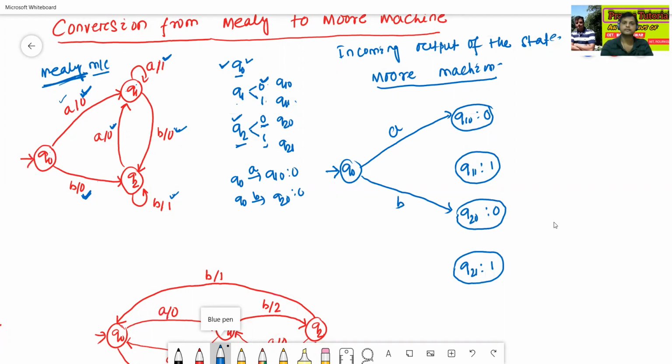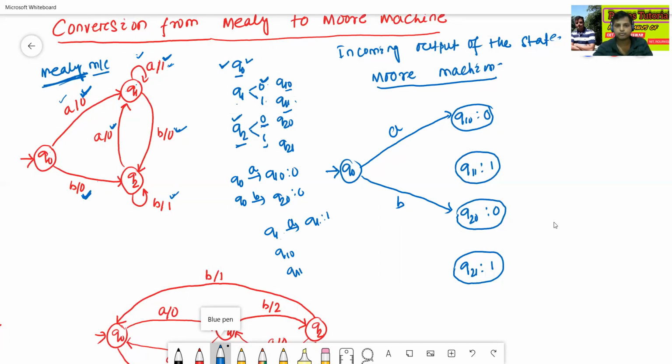Okay. Next we will see the transition for Q1 on input A. Q1 reading A goes to Q1, but its output is 1. So what does that mean? There are two Q1 states, meaning the Q10 state and the Q11 state.